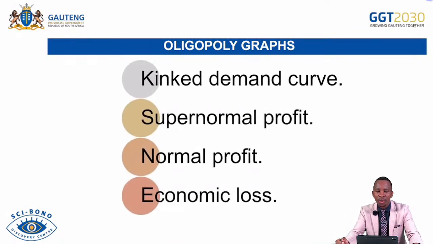So these are oligopoly diagrams or graphs. Here we talk about the kinked demand curve, supernormal profit, normal profit, as well as economic loss. They are all illustrated here.